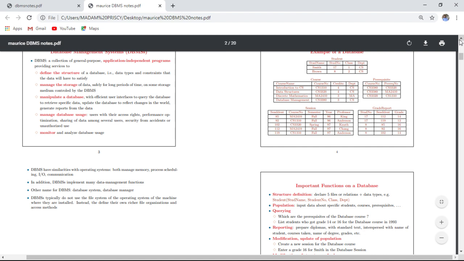Now, database management systems do not use the file system of the operating system of the machine. The developers develop them, but they must be compatible with your operating system. Think of a car, an enabler. A car is not the work itself, but it is enabling you to go to that place, from point A to point B. You cannot do that without a car.